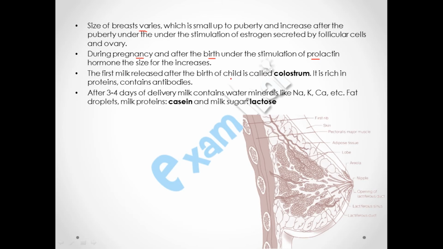So the first milk released after the birth of the child is called colostrum, and it is rich in protein and antibodies. This first milk, colostrum, is rich in antibodies, and these antibodies provide immunity to the newborn baby to fight against bacteria and infection.